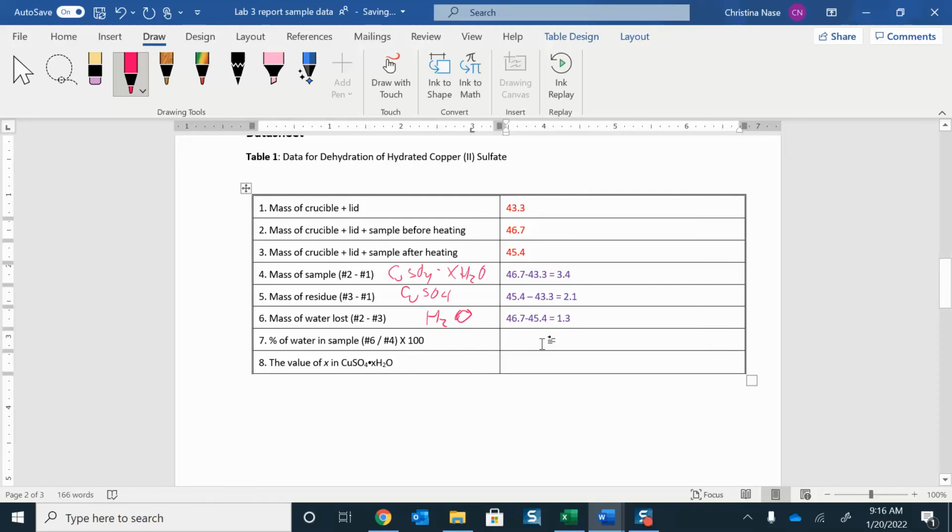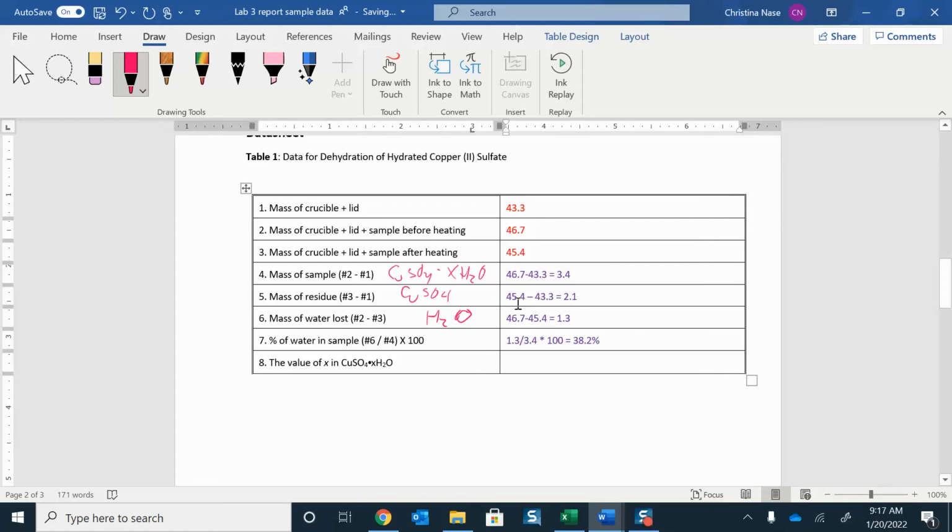The percent of water. So how do I find the percent of water in the sample? I've got the amount of water over here, those grams of water, 1.3, divided by the mass of the whole sample. So that's over here. So this is the copper sulfate and water. So it's basically water over copper sulfate and water times 100. So this is 3.4, and that should give me the percent of water, which I got to be 38.2%.